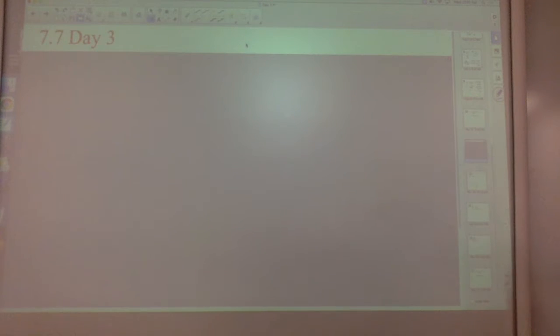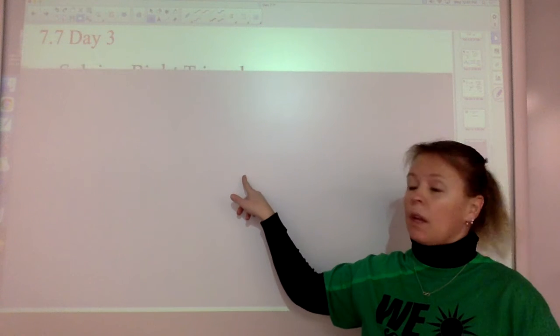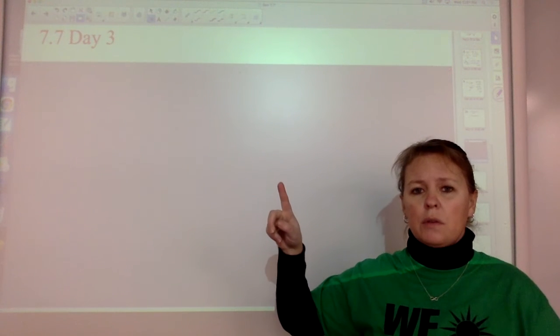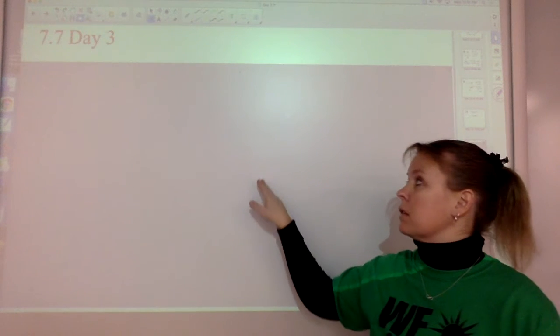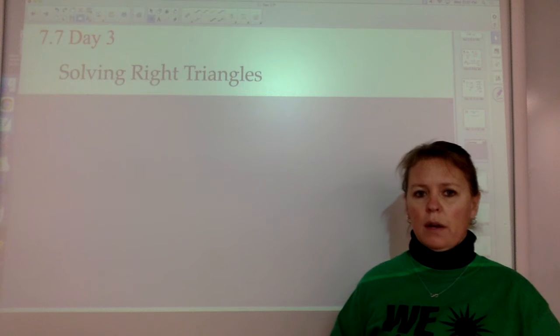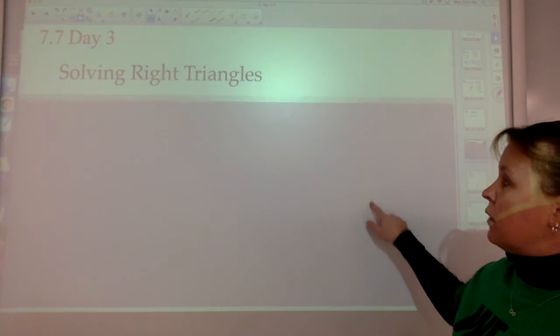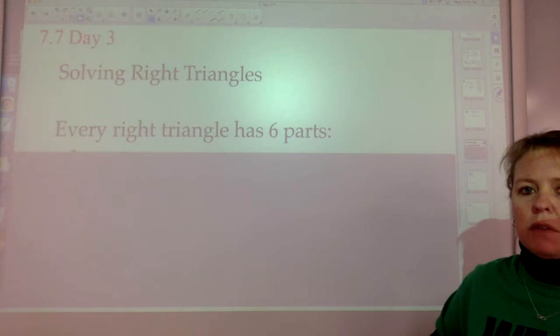Here we go, 7.7 again, but this time we're on day 3. Day 1, we learned how to find sides of a triangle. Day 2, find angles of a triangle. Day 3, solving right triangles. What does it mean to solve a right triangle? Well, every right triangle has 6 parts to it.